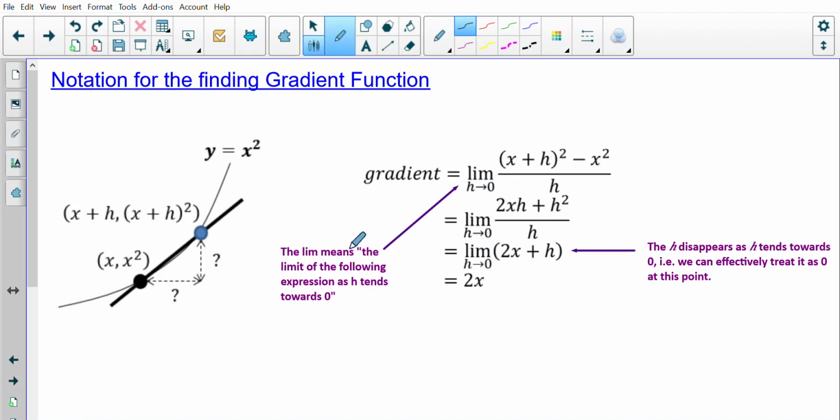So all that means is I'm finding what the following expression is as h tends to 0, as h gets closer and closer towards 0. So by the time I've simplified my expression down to the 2x plus h, I can then say, what is that expression going to be when h goes to 0? It's going to be 2x. So that's just the formal notation for the previous finding the gradient function from first principles.